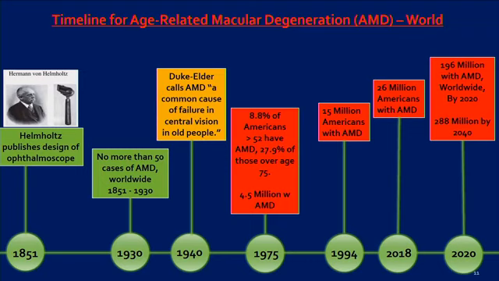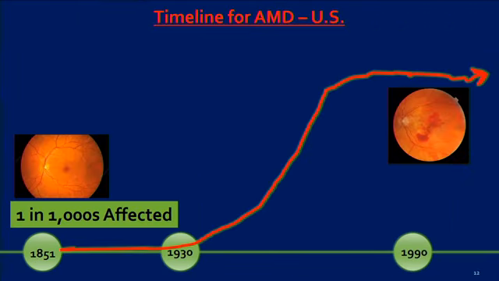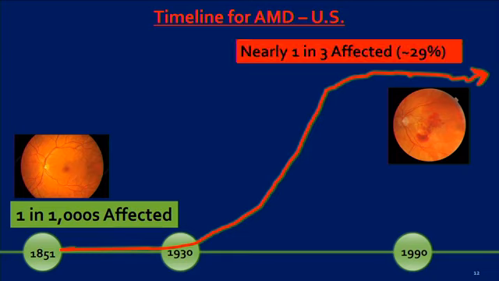1975, 8.8% of Americans over age 52 now have AMD. That's 4.5 million people. 1994, 15 million Americans. Today, around 26 million Americans with macular degeneration. Worldwide, 196 million people with macular degeneration and climbing. So if we look at the timeline for macular degeneration, 1851 to 1930, it affected about 1 in thousands. By 1990, it's nearly 1 in 3, around 29%.